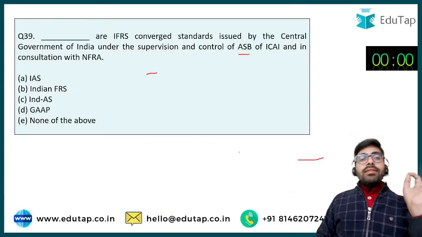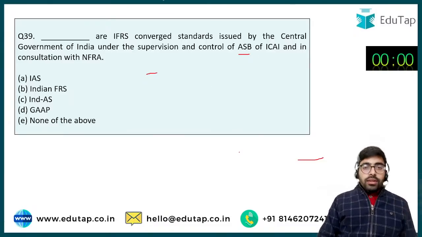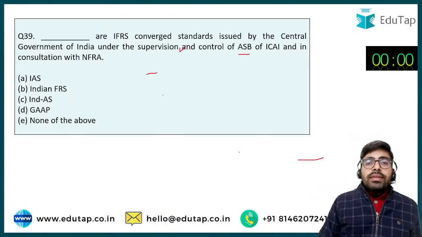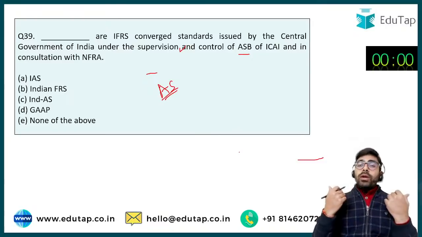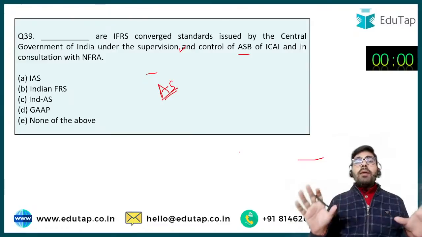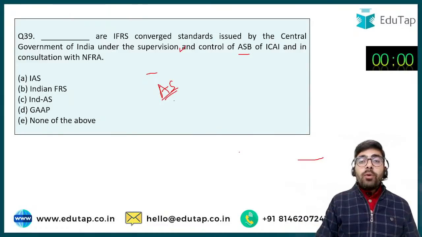So I'm getting the answer is option number C, Ind AS. So let's try to understand. Earlier I explained to you the concept of accounting standards, because we wanted that all the companies in India should have a standard set of accounting practices. So that's why we came up with accounting standards.